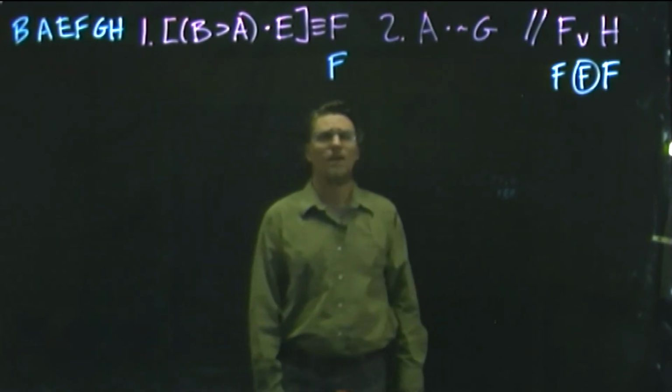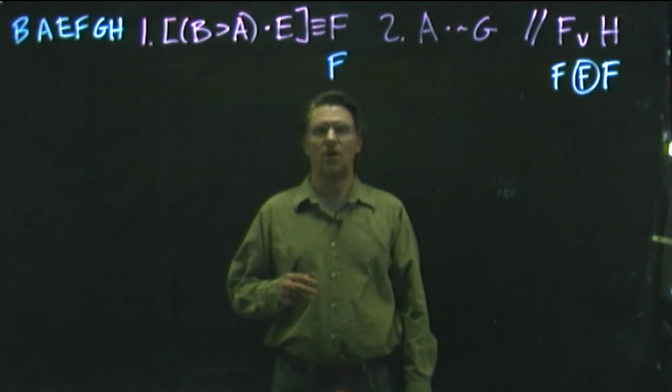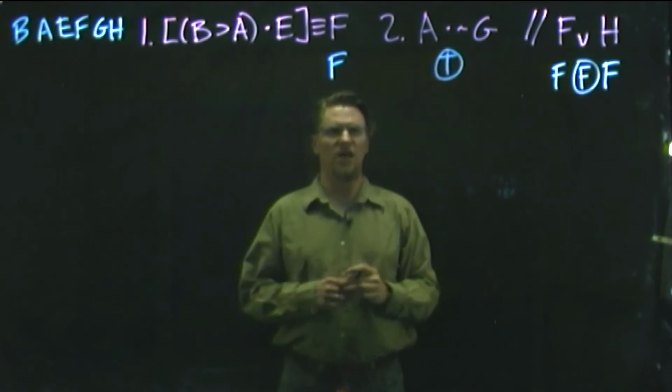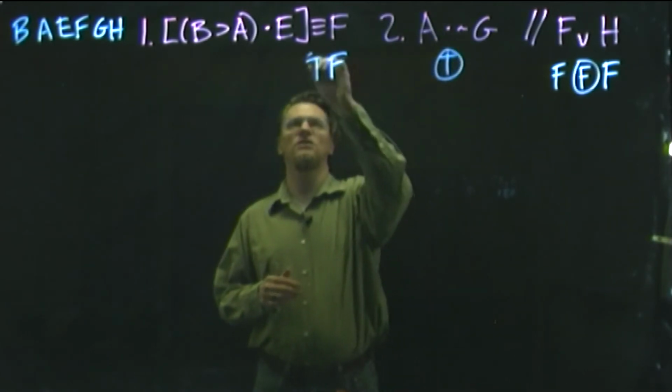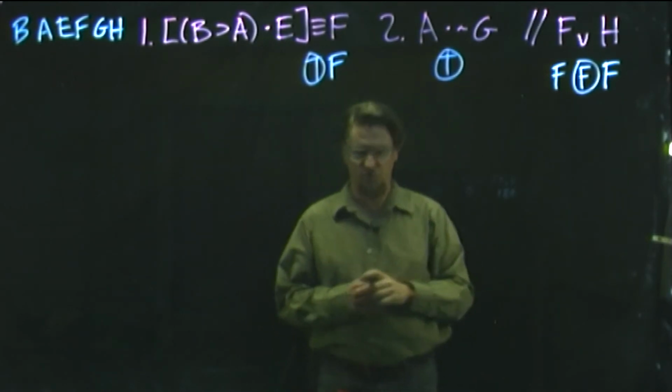Step 3 is to make the premises all true underneath their main operators. So we put a T in a circle, in this case under the dot. In this case, we put a T in a circle under the triple bar, right? Because those are the respective main operators for those two premises.